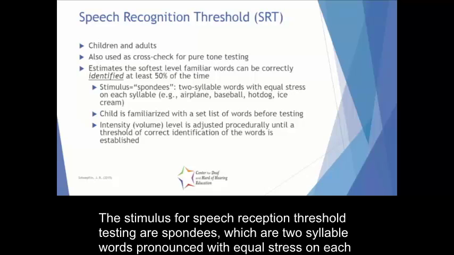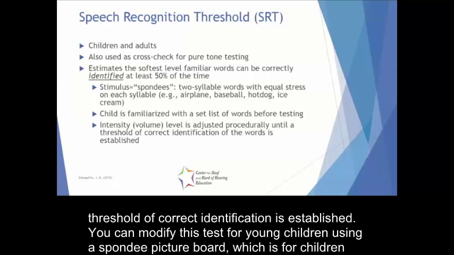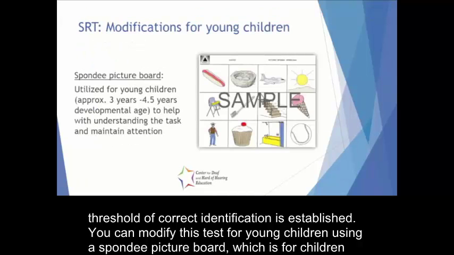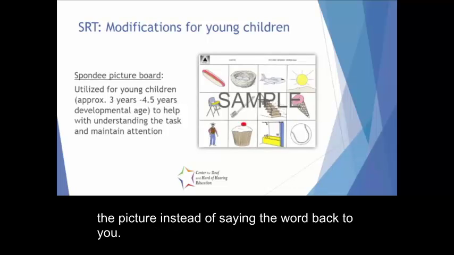The stimuli for speech recognition threshold testing are spondees, which are two-syllable words pronounced with equal stress on each syllable. The child is familiarized with the set of words before testing, and the intensity or volume of the sound is adjusted procedurally until a threshold of correct identification is established. You can modify this test for young children using a spondee picture board, which is for children approximately 3 to 4.5 years developmental age, where the child can point to the picture instead of saying the word back to you.